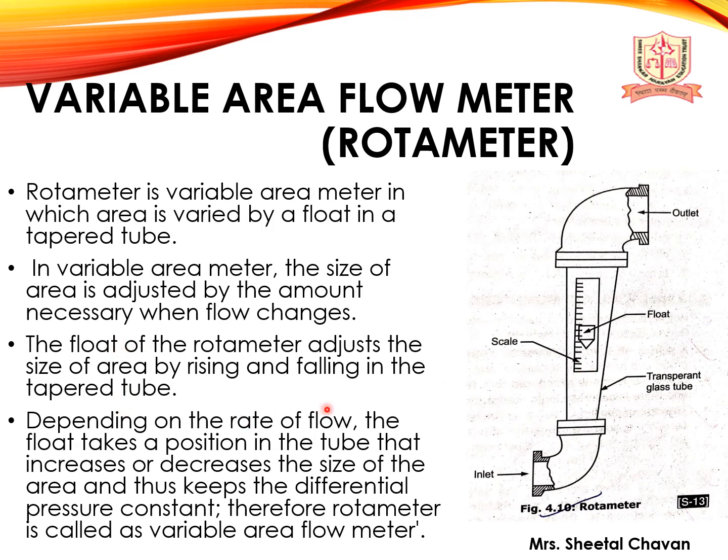Depending on the rate of flow, the float takes a position in the tube that increases or decreases the size of the area and thus keeps the differential pressure constant. Therefore the rotameter is called a variable area flow meter. So this is the inlet of this rotameter. Then this is the glass tube in which the float is placed inside along with a scale, and this is the outlet of the rotameter.